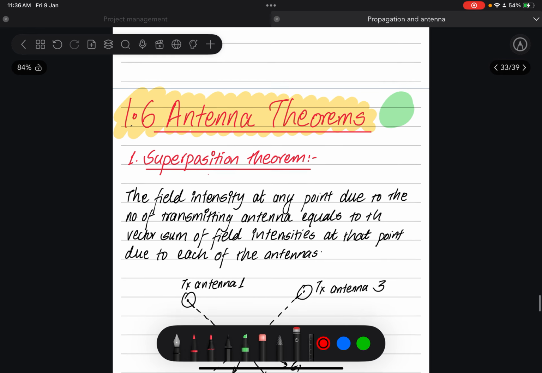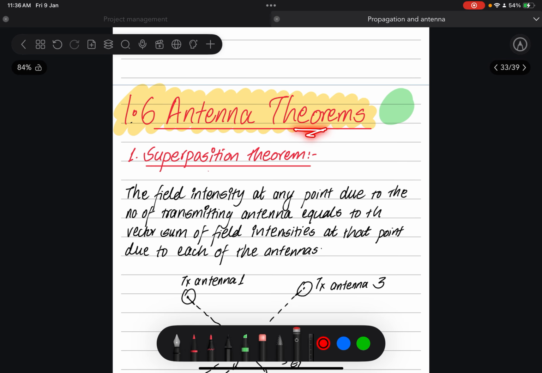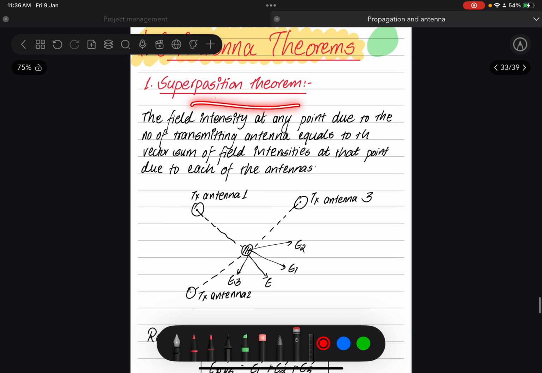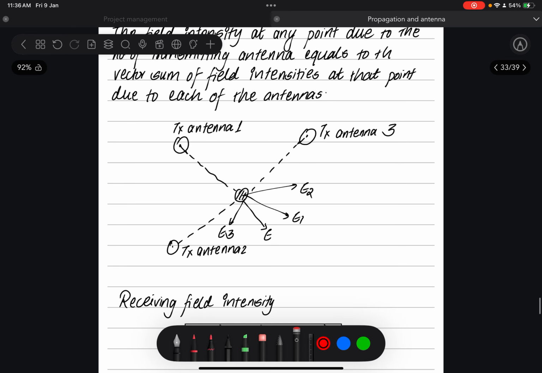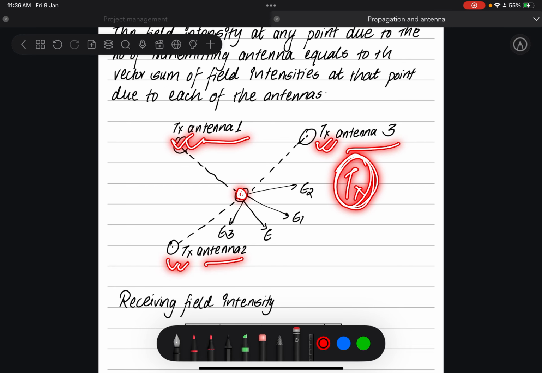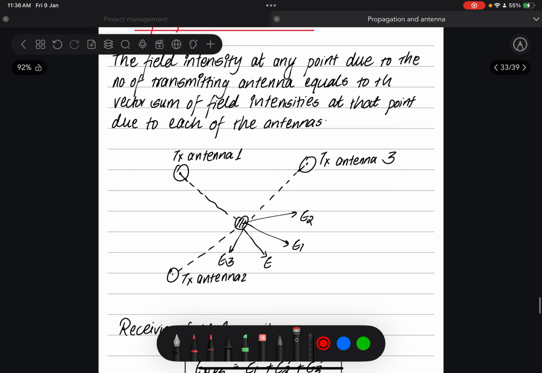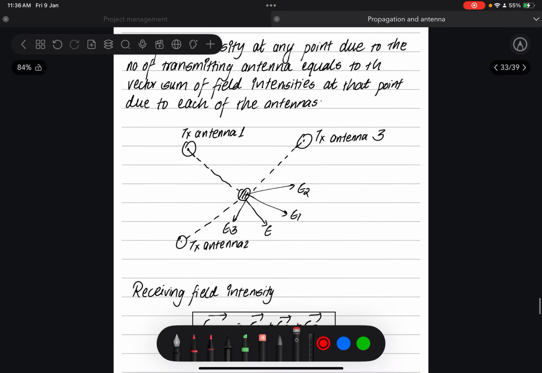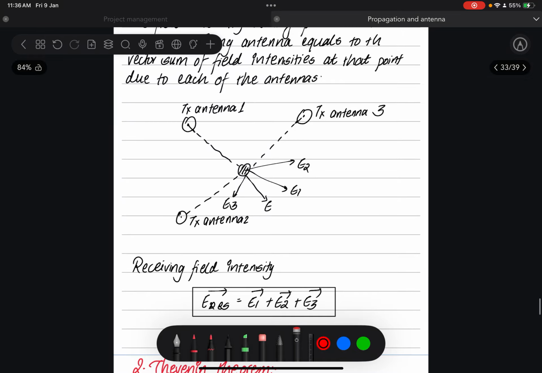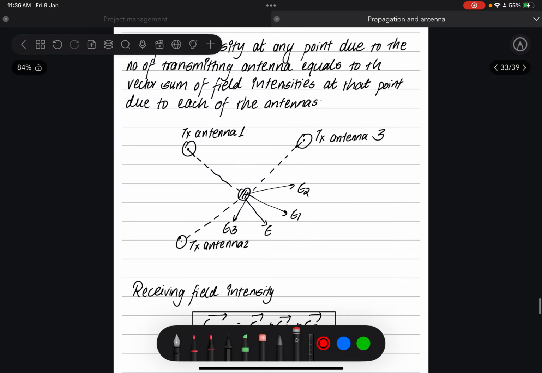Okay, let's talk about the antenna theorems. There are 6 theorems, and we're going to go through them one by one. First, the superposition theorem. There are 3 transmitting antennas, antenna 1, antenna 2, and antenna 3, represented by Tx. The electric field intensity they produce superposes at a certain point, and we get the combined effect of all these transmitting antennas.